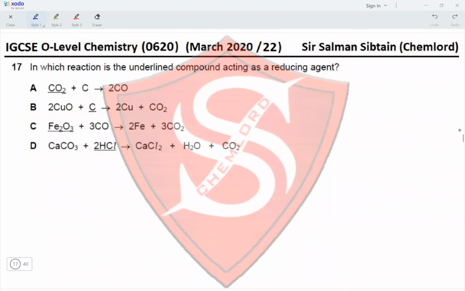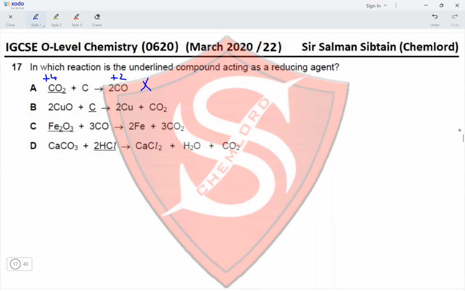Question 17. In which reaction is the underlined compound acting as a reducing agent? If it is acting as a reducing agent, then it should undergo oxidation. In CO2, carbon has an oxidation state of +4, which is converted into carbon monoxide, in which carbon has an oxidation state of +2. So carbon is not undergoing oxidation, it is undergoing reduction, making this option incorrect.